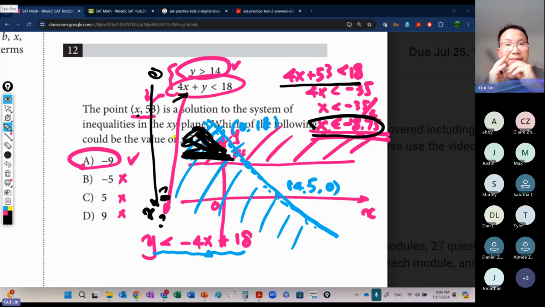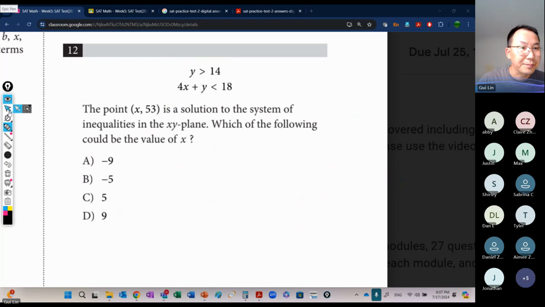Does it make sense? Hey, please make sense. Give me some response. Yes, no, correct, or questioning. All right. Yeah. All right. Thank you. Let's move on to the next one.